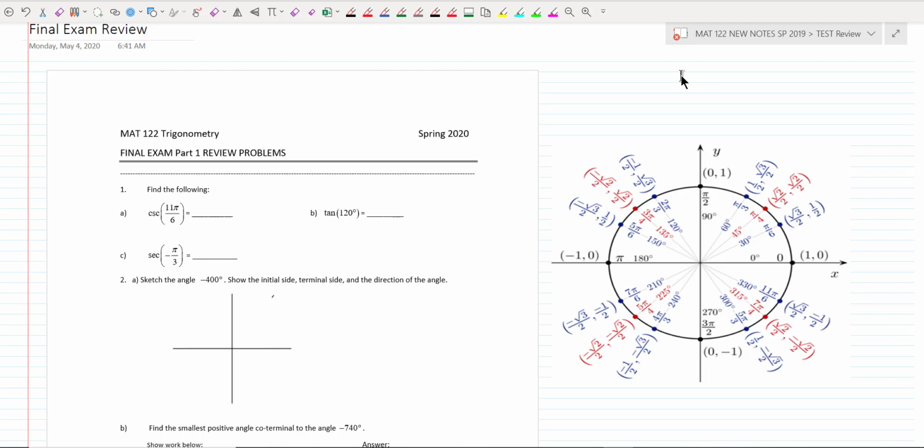Okay, so we're going to go ahead and review all this information that we learned during the semester for trigonometry. Now this says part 1. There isn't really a part 1 and part 2, so this whole thing is put together.